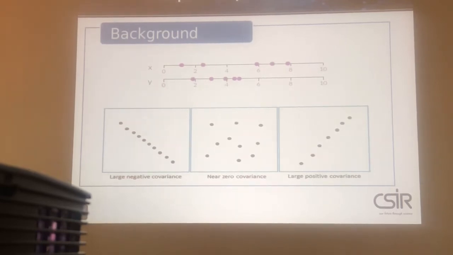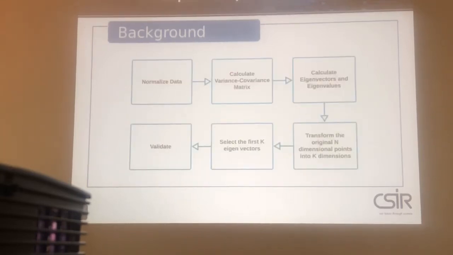Okay, so here's the process that we follow to do PCA. First you normalize your data, then calculate the covariance matrix, eigenvectors, eigenvalues, transformations, and then you select.